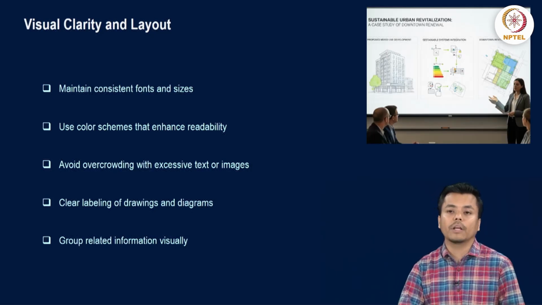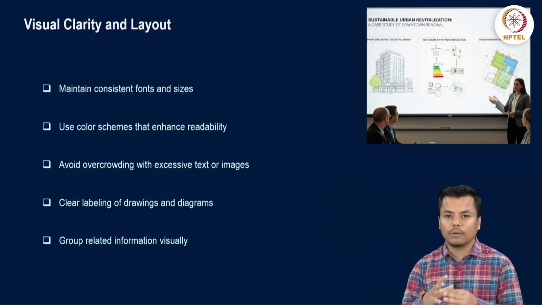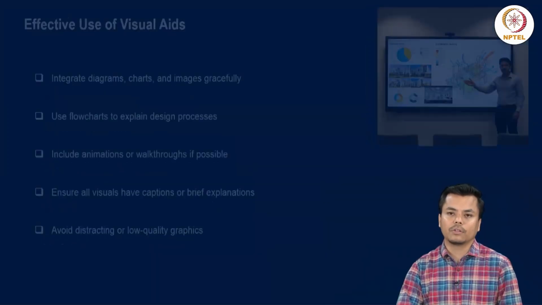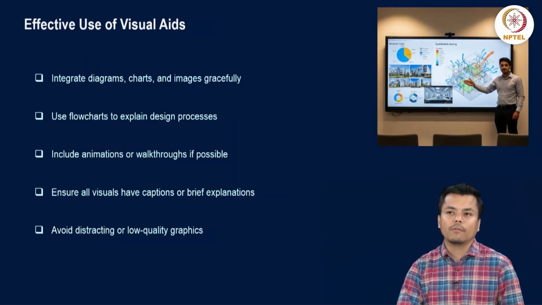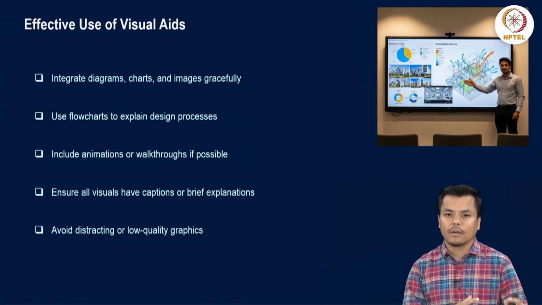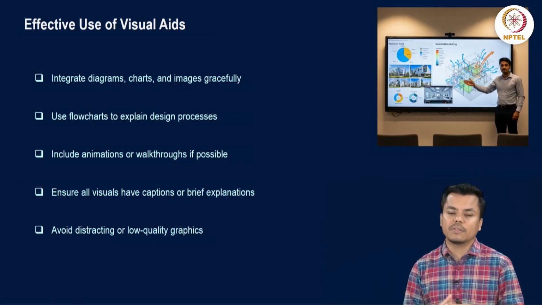So avoid overcrowding with excessive text or images. Clear labeling of diagrams is necessary, and related information has to be grouped together visually in your sheet. Effective use of visual aids like diagrams, charts and images has to be made in your sheets. You should not have only a text write-up in your sheet. You should balance your text with the images that you will be adding in your sheets.